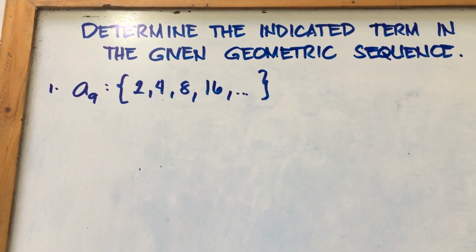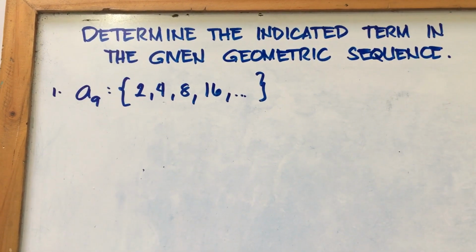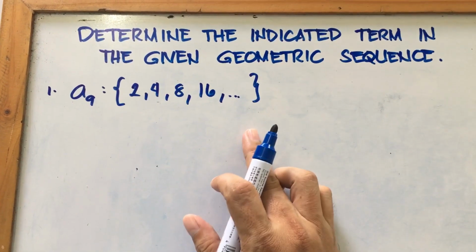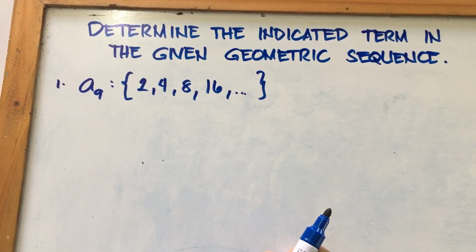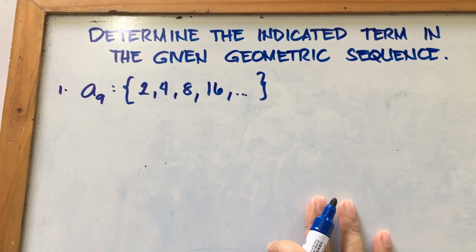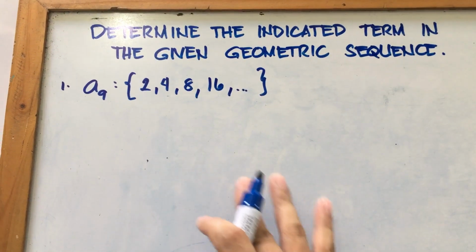Okay, good day students. We are now back in our new lesson. In our given problem, we need to determine the indicated term in the given geometric sequence. Now, there are different ways to determine if a specific sequence is a geometric sequence or an arithmetic sequence, which is actually our previous lesson.